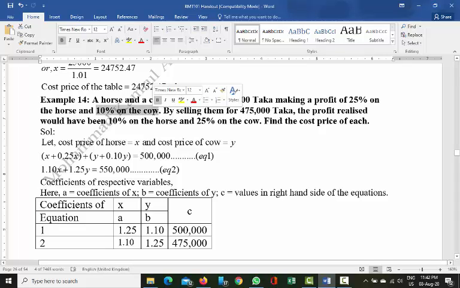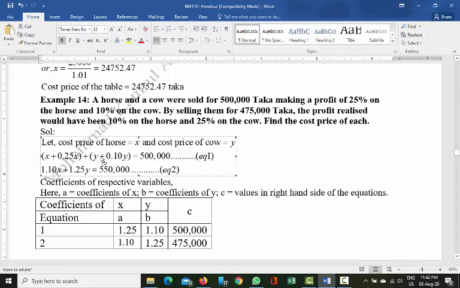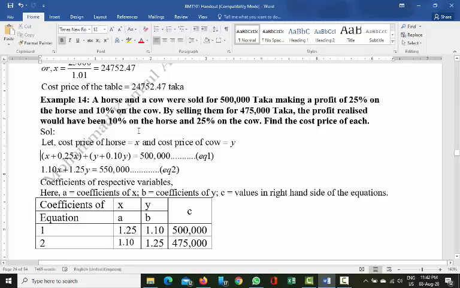And you can make a 10% profit on the cow. So cow price is Y. A profit of 10% means 0.10. So the cost of the cow is Y, and on top of that cost you can make a 10% profit. So this is the profit. So total will be 5 lakh taka.